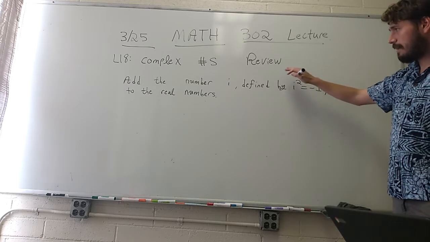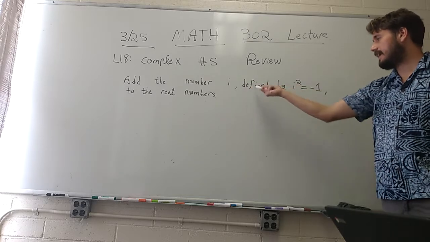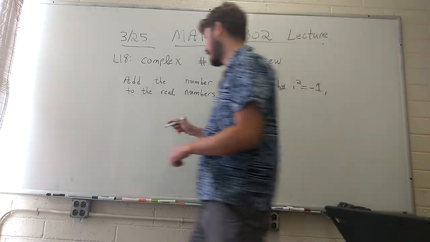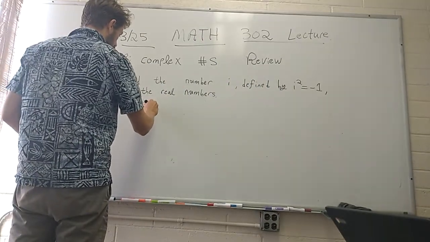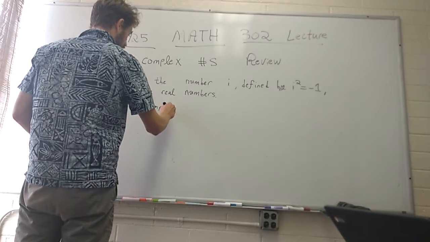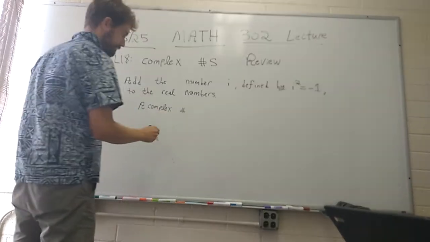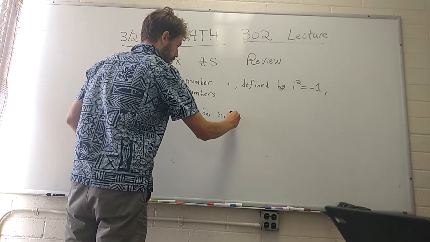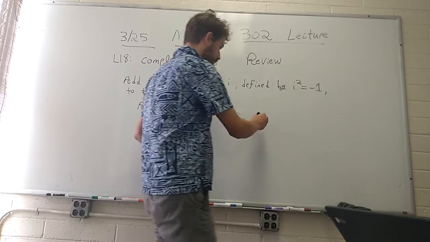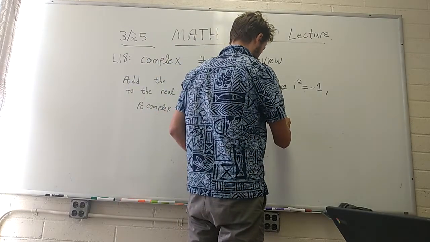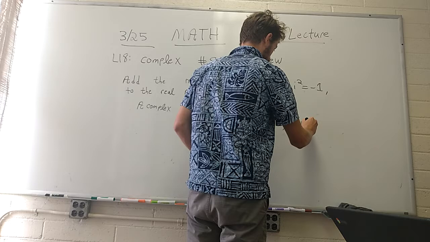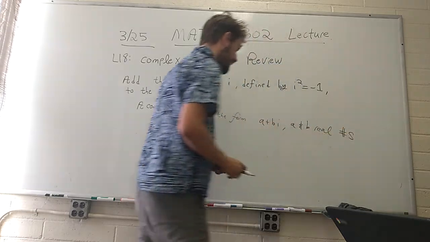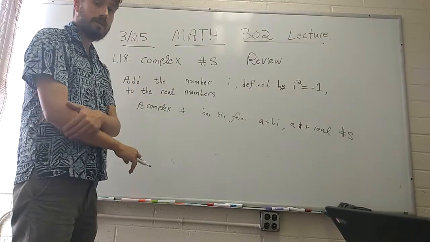So the idea about complex numbers is you just add this number i, defined by this relation, i squared is -1, to the real numbers. A complex number has the following form: a plus bi, where a and b are real numbers.